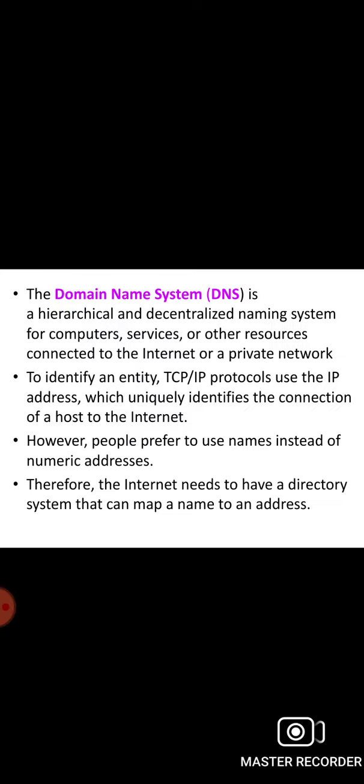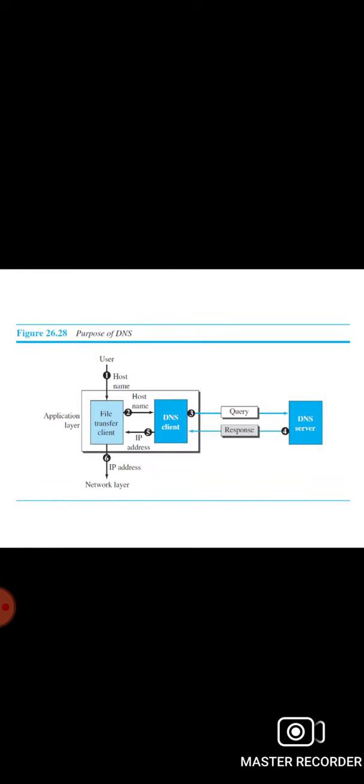Now let's see an example. What you see here is an example of how a DNS client-server program can support an email program to find the IP address of an email recipient. A user of an email program may know the email address of the recipient. However, the IP protocol needs the IP address. The DNS client program sends a request to the DNS server to map the email address to the corresponding IP address.